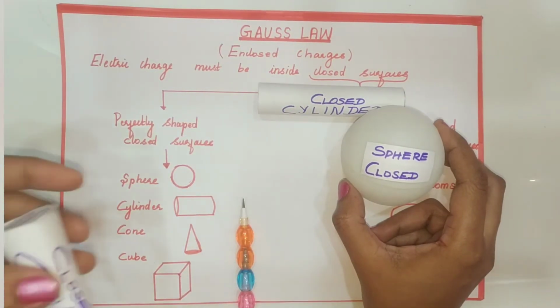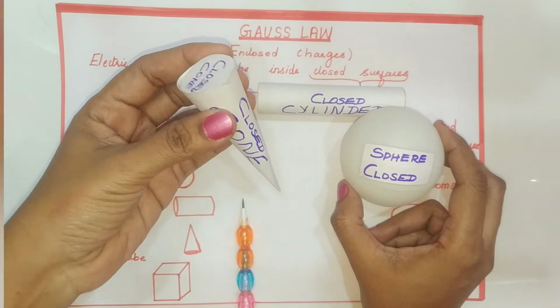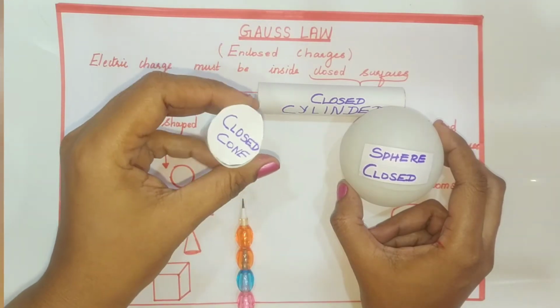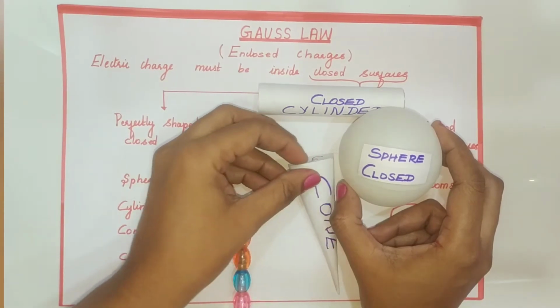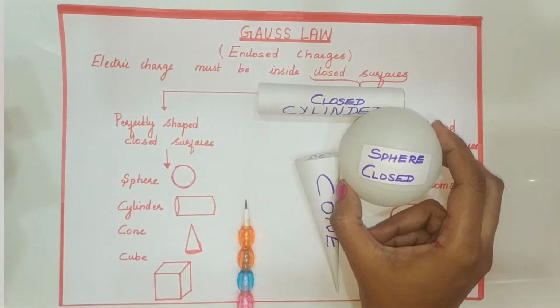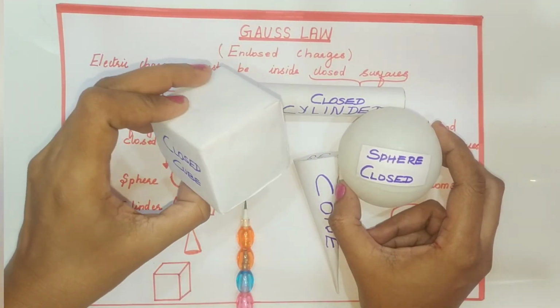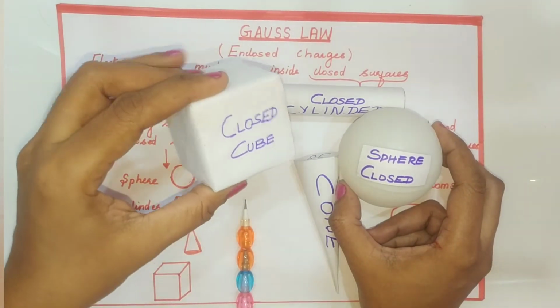And a cone is also a perfectly shaped closed surface. The top of the cone must be closed. Okay. And a cube is also a closed surface, and see here it's closed on all the sides.